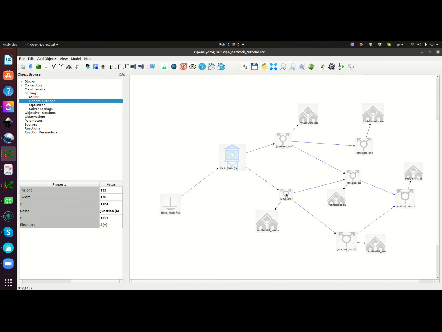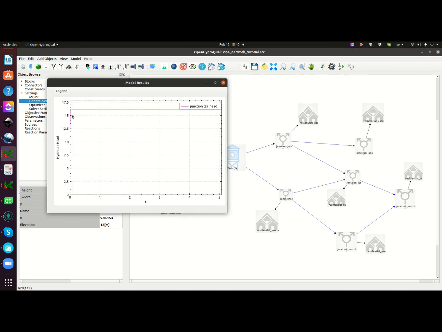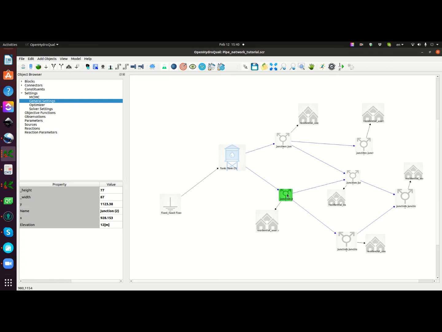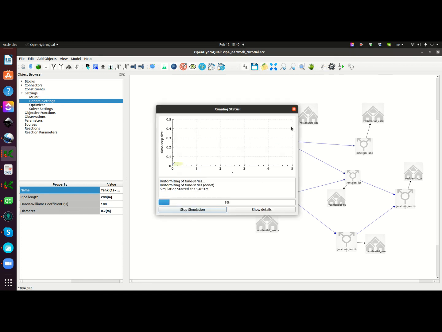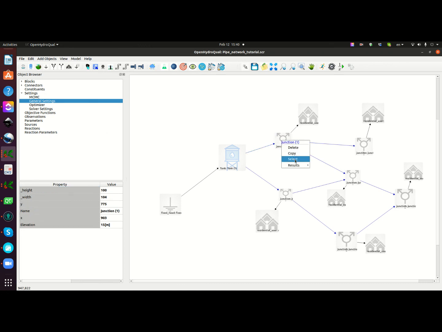You can inspect other ones too. For example, maybe this one, I can look at the hydraulic head, it's something around 16 meters, and my elevation was 12. So that may be enough or not, I don't know. But one thing I can do is go and increase the diameter of this pipe to, let's say, a 20 centimeter pipe, and then I'm going to run the model again to see if that will improve the head at junction 1.